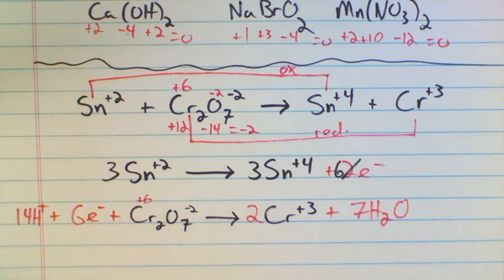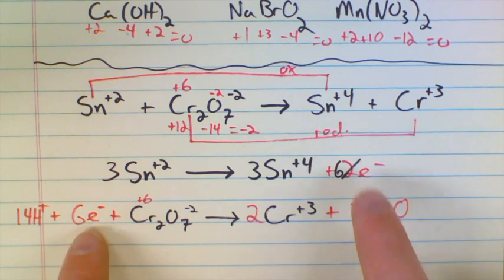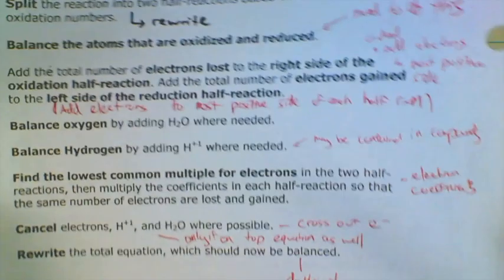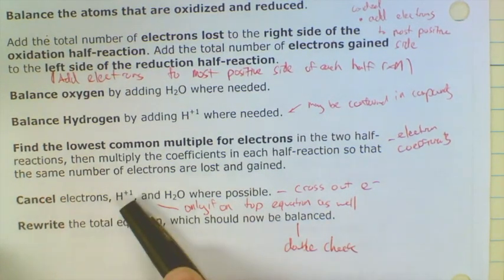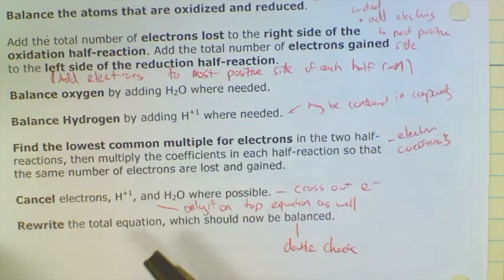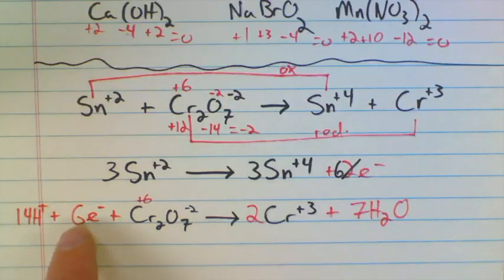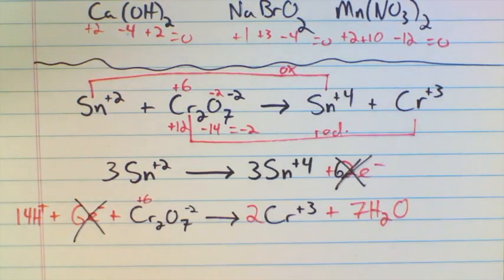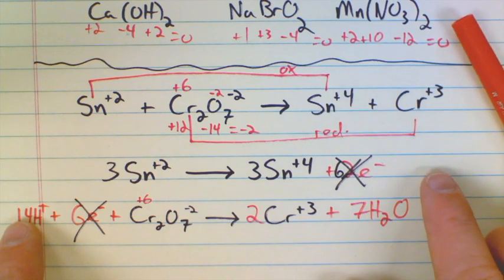the canceling stage. So basically, we have balanced the electrons to balance the reaction. So now we're on to step 8, cancel electrons, H plus, and H2O where possible. So now that you've got these two numbers matched up, you're just going to cancel them. They're matched up. We're getting rid of them. And now we look to cancel hydrogens. Okay, I got 14 H plus over here. Do I have any H plus over here?